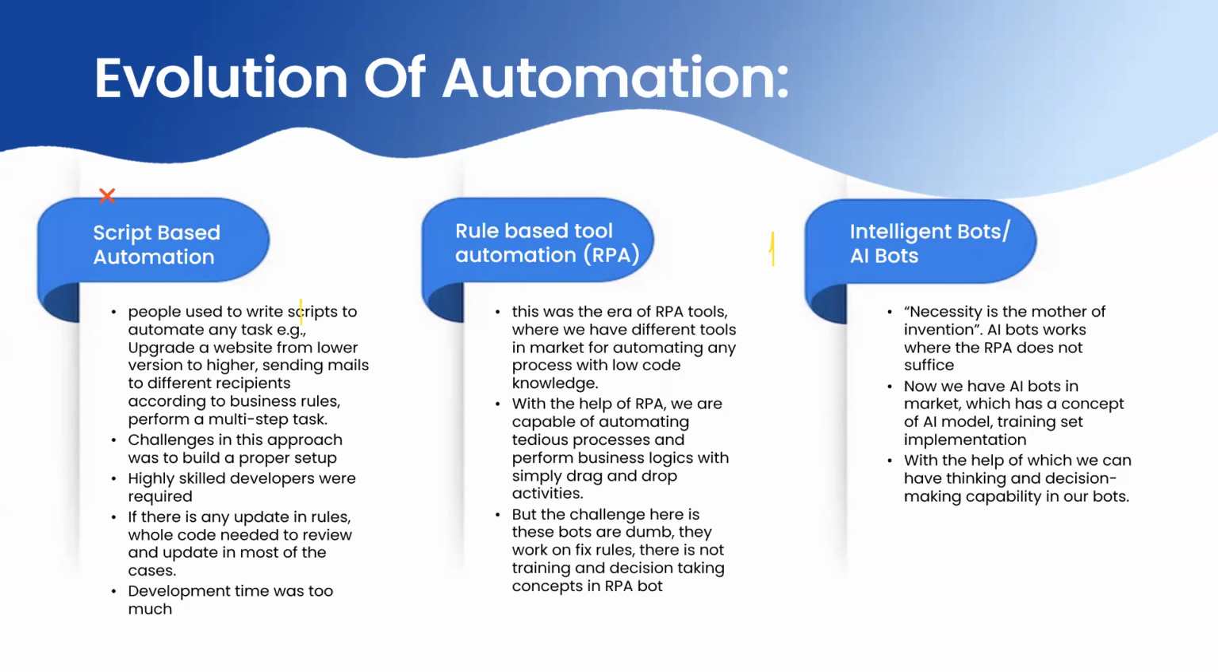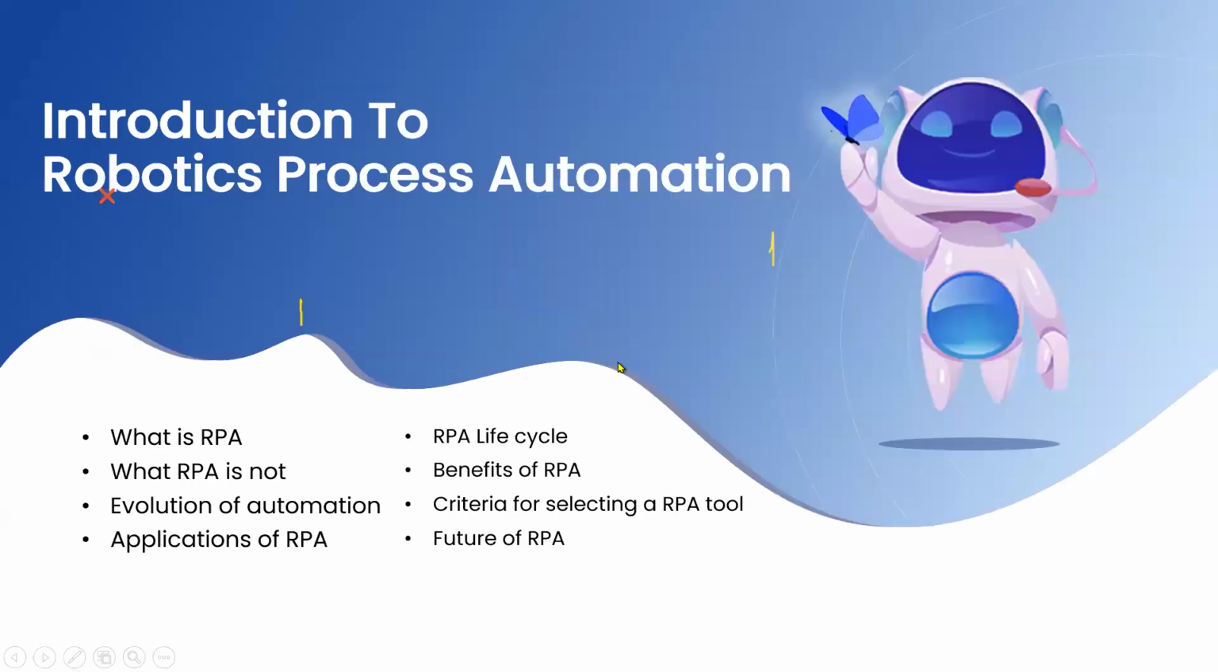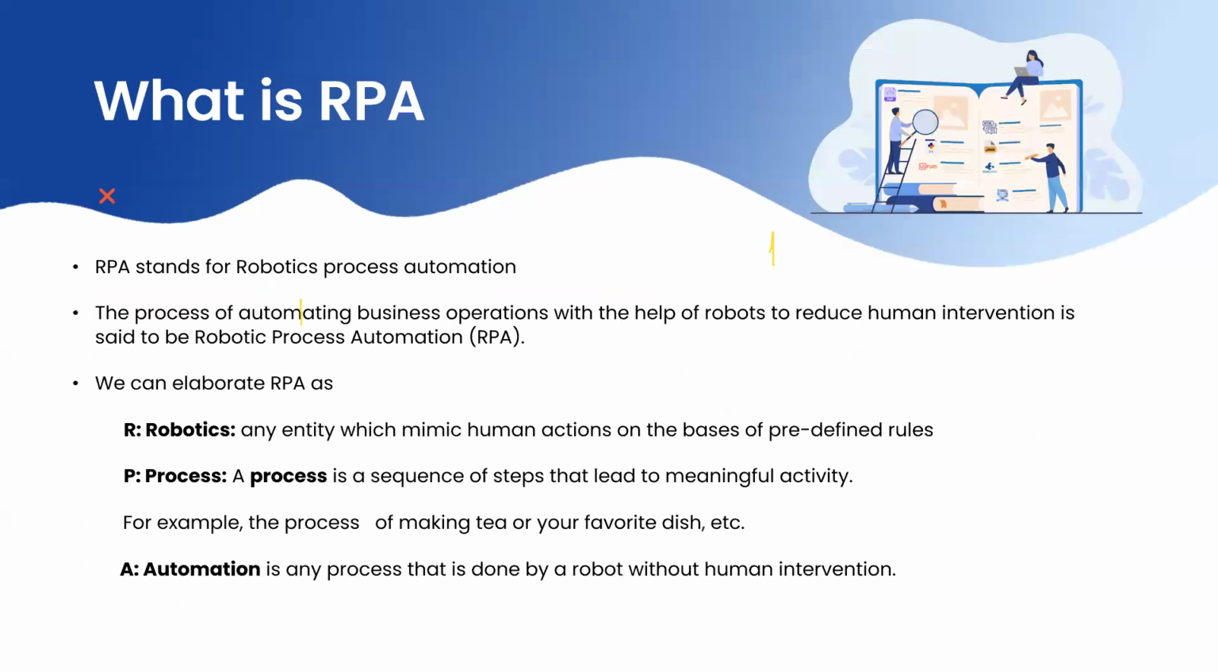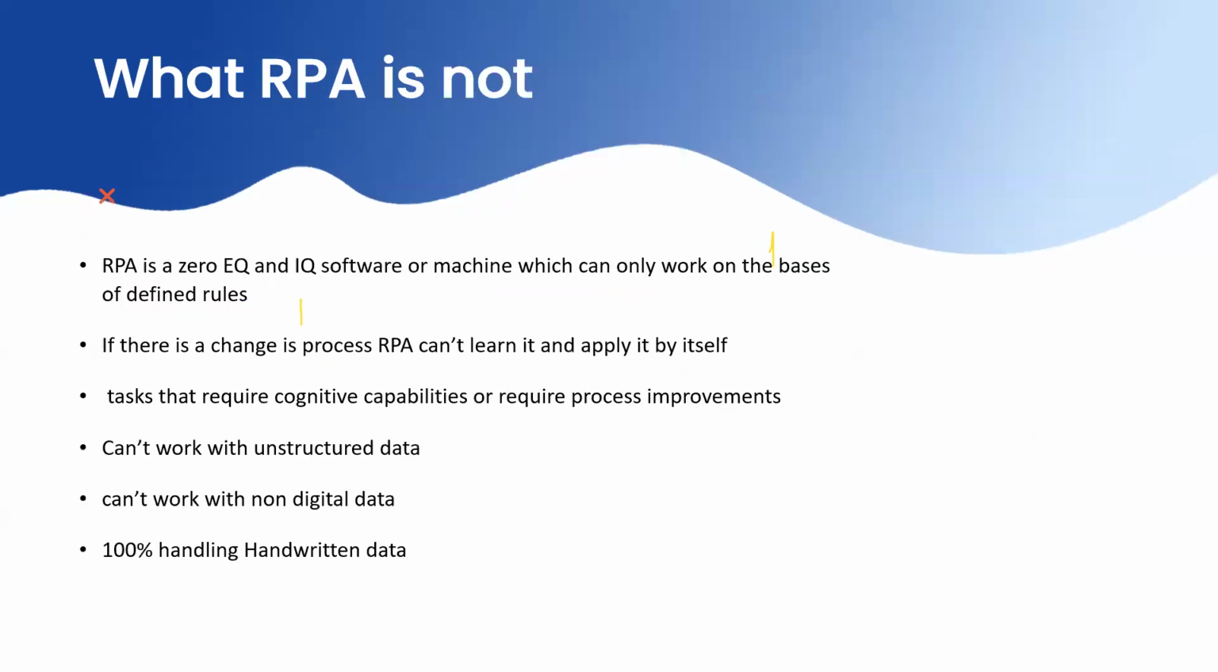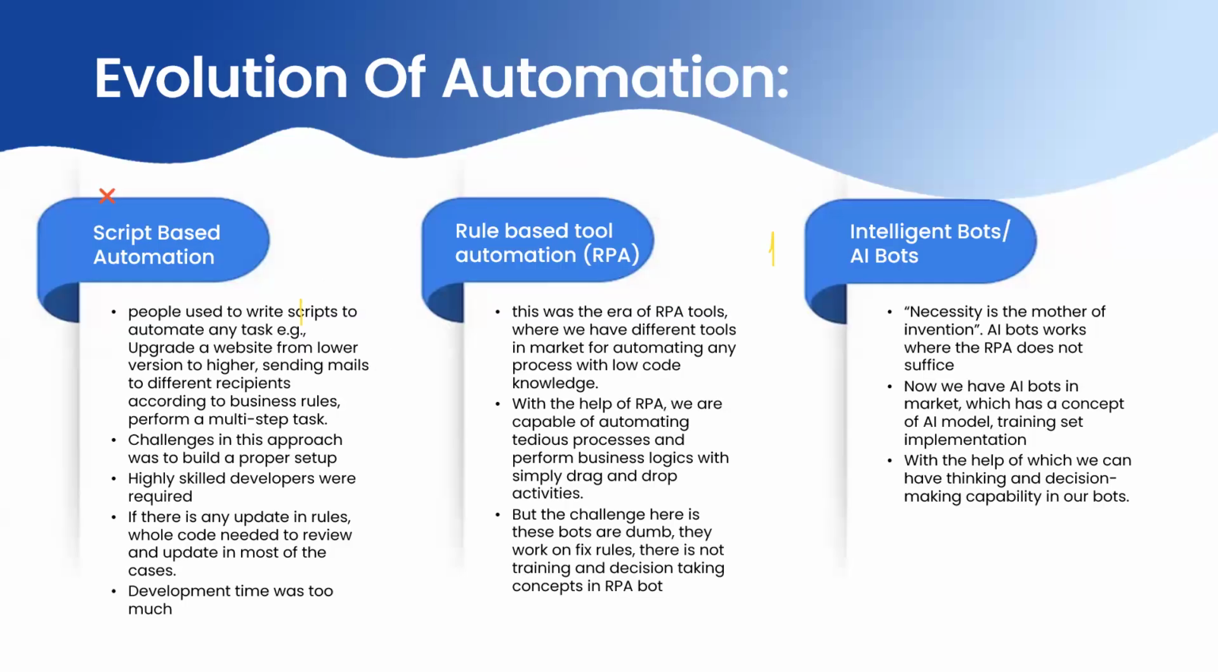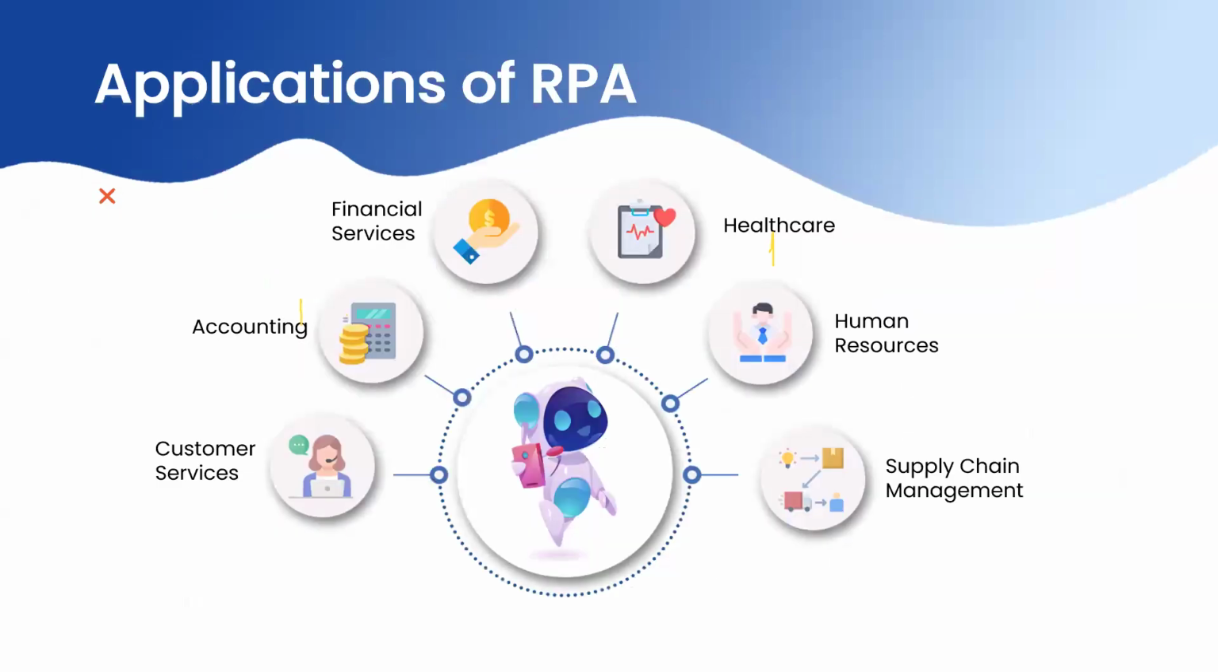Anyone has any other question? Okay, if you don't have questions, let me repeat a little bit and then we can go ahead. So we started with introduction, what is RPA, robotic process automation. Then we learned what is not RPA, and then we saw the evolution of automation. Now next is application of RPA. What are the applications of RPA?